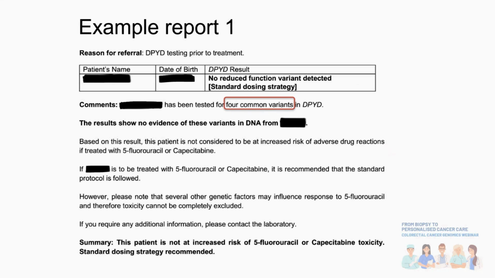This is an example of one of the reports that we receive. You can see with this report it says that there's no reduced functional variant detected, and it shows that the 4 variants recommended by NHS England have been assessed, and it comments that a standard dosing strategy can be used, so the clinician can use the normal doses which are recommended for these drugs.